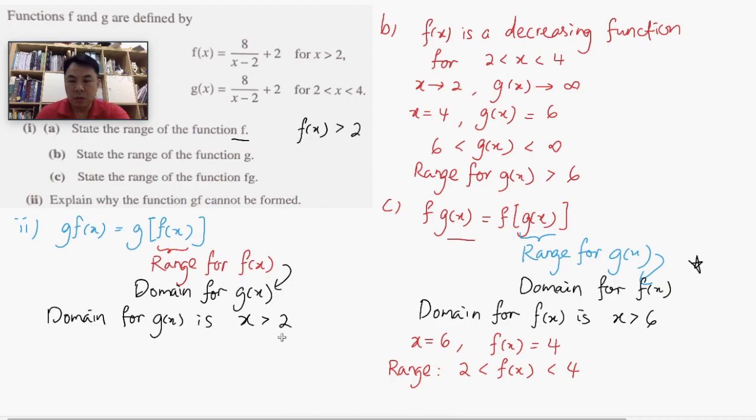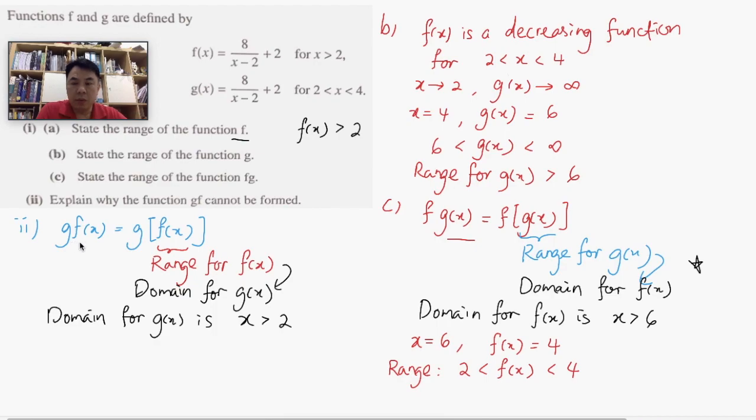Right, hold on. Let me get this point where we know that the domain for g(x) is actually greater than 2. x is greater than 2. And then knowing that the range for f(x) is greater than 2, therefore we can conclude that the domain for g(x) in this case is greater than 2. And then now we need to use this understanding to check why we can't form these functions based on the constraint.